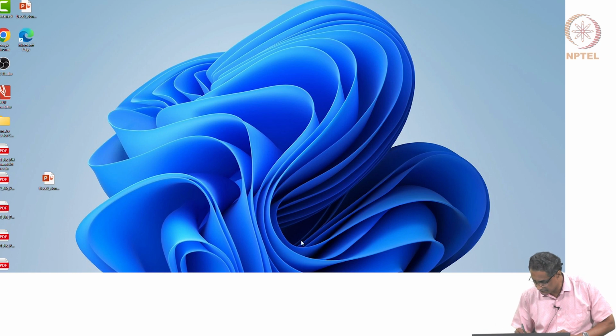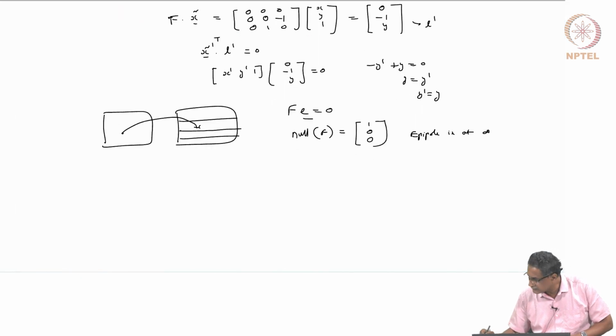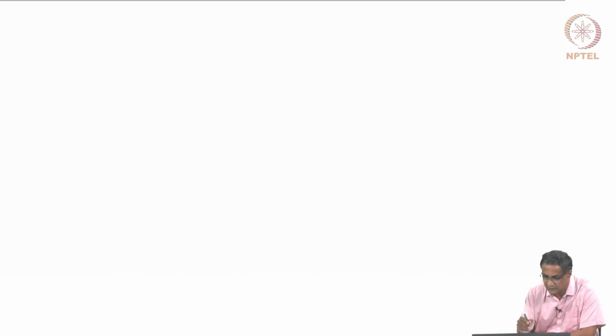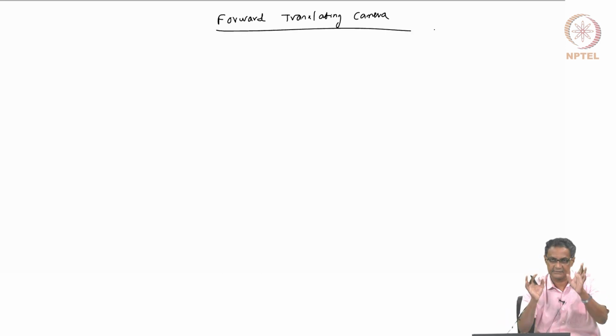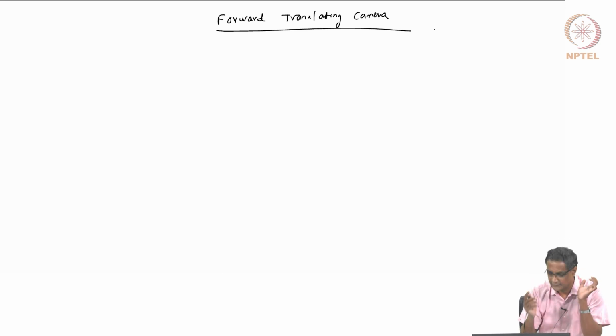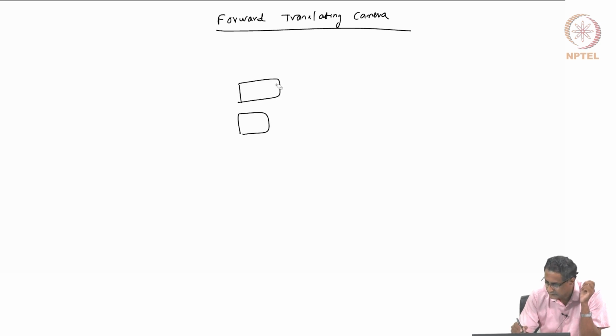Let's also look at one more thing that is of interest typically. There is one other situation you can look at, which is forward translating camera. Forward translating camera. What is it like? Forward translating means you take a camera and walk along the optical axis, like this. You don't rotate, you don't go this way, just walk along the optical axis. So it's like this.